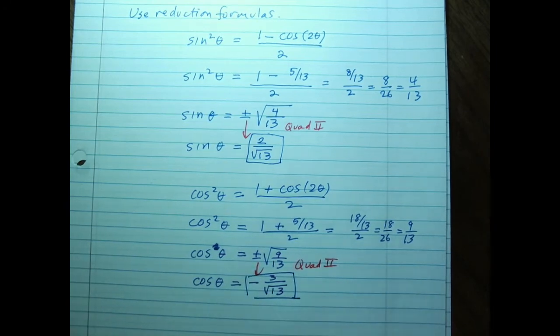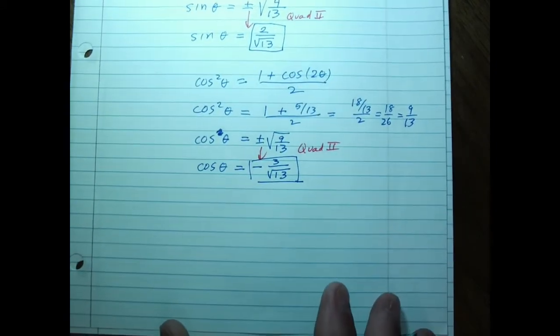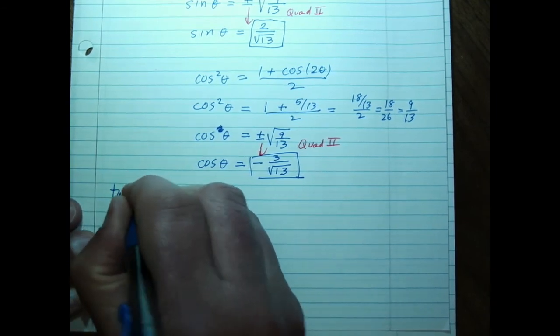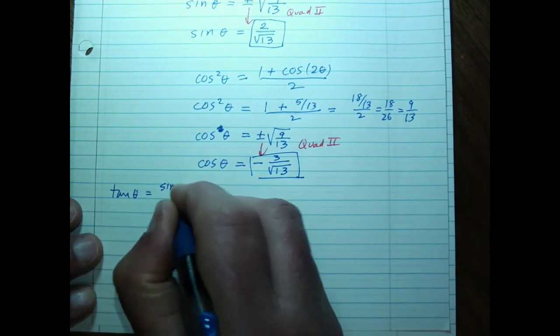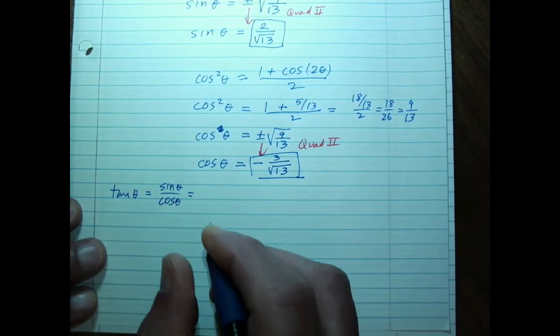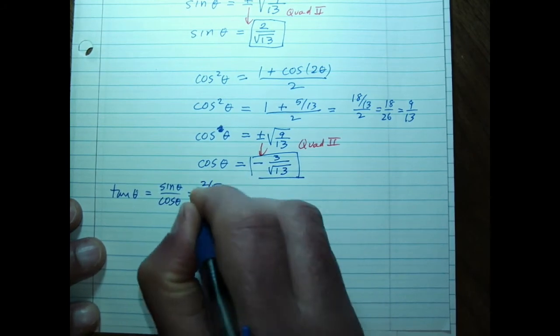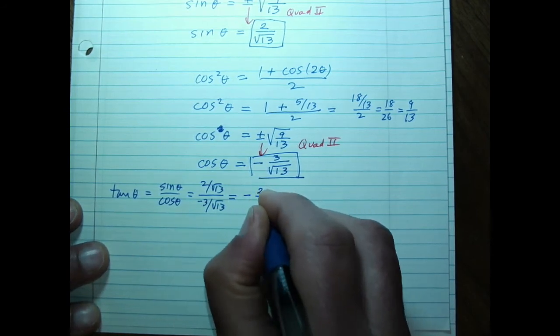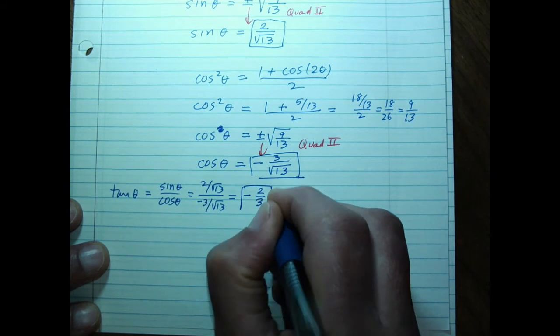Now I got my cosine value from the reduction formula. Okay. Now, once I get sine and cosine, everything else just falls out at this point, because to get the other 4 trig function values, I can express them all in terms of sine and cosine. So tangent theta is going to be sine over cosine, which is 2 over the square root of 13 over negative 3 over the square root of 13. When you work that out, that square root cancels out. I have just negative 2/3.